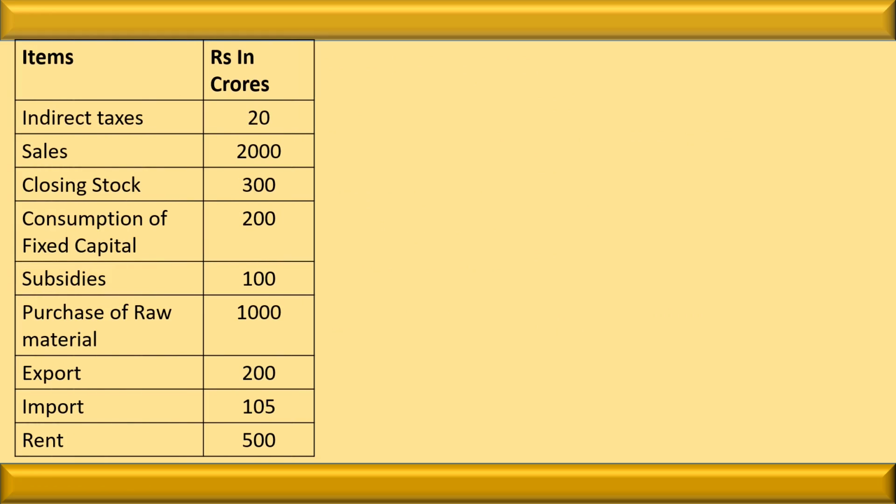Try to solve another question. In this question, what we have to do, we have to find out NDP MP or NVA. Remember one thing, here V means D. So whenever NVA is written, it means net domestic product at market price. In this question, indirect taxes is 20, sales 2000, closing stock 300, depreciation or consumption of fixed capital 200, subsidy is 100, purchase of raw material 1000, export 200, import 105, rent 500.